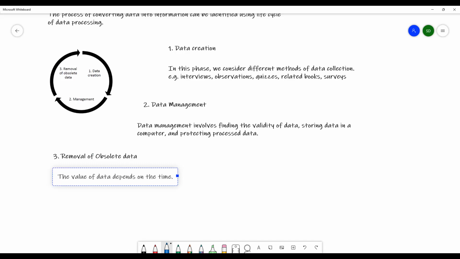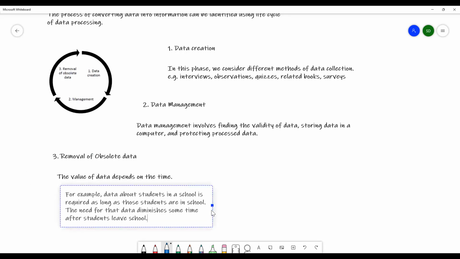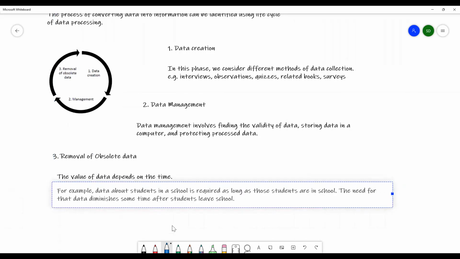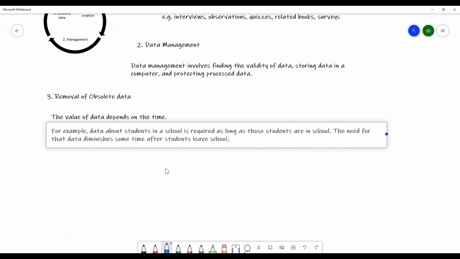Now, in the information about the school, you can keep it, otherwise you can remove it. Now, I said the example. The data about students in school is required as long as the students are in school. The need for that data diminishes some time after the student leaves the school. So the value of the data, remember, depends on time.